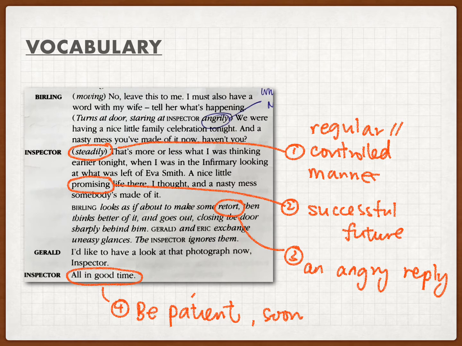And last phrase, all in good time. So when Gerald asked for the photograph to look at, the inspector said all in good time. It's an expression asking people to be patient because soon something will happen. So the inspector asked Gerald to be patient and soon he would give him the photograph to see.